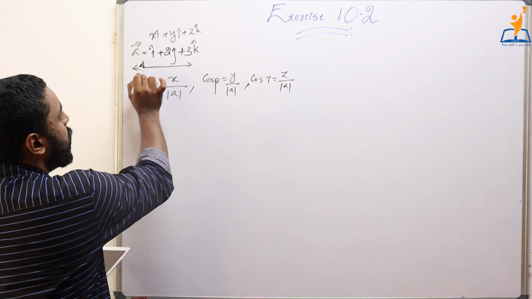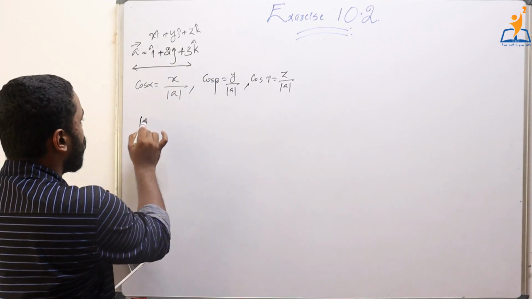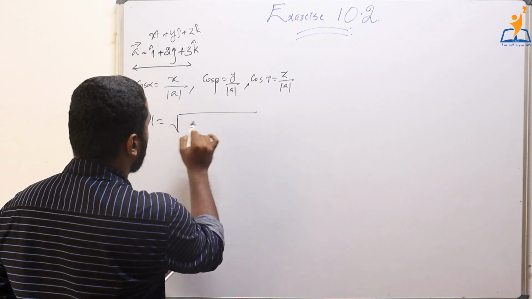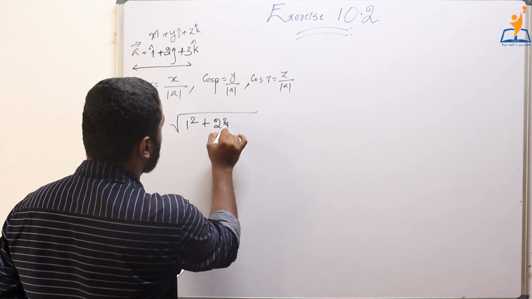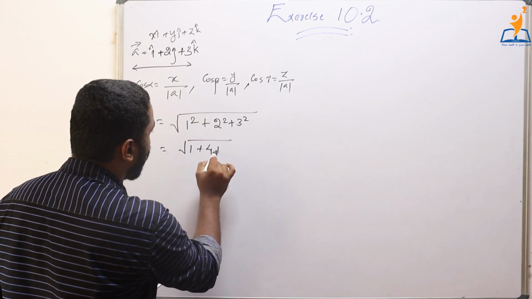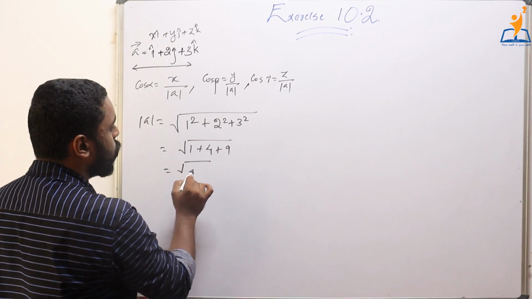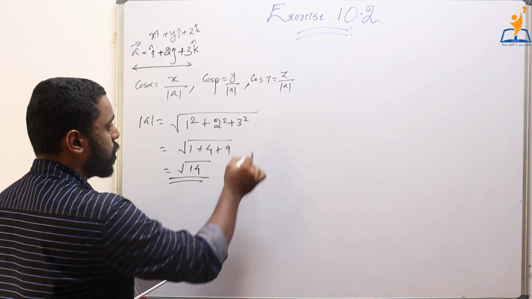So we have to find the absolute value, or the magnitude, of the vector at first. So modulus of a is nothing but root over 1 square plus 2 square plus 3 square, which is equal to root of 1 plus 4 plus 9. It is equal to root of 5 plus 9, which is 14. So root 14 is the modulus of the vector.